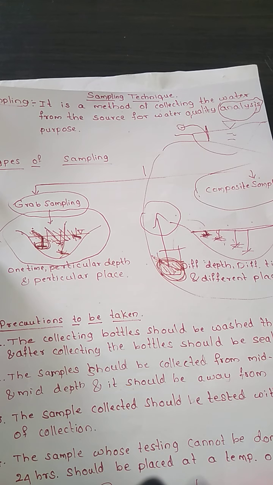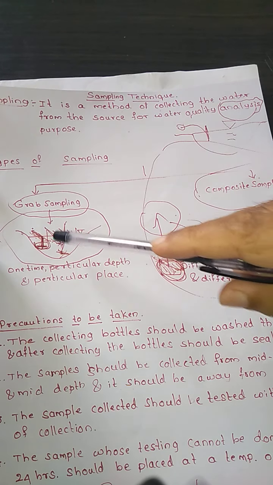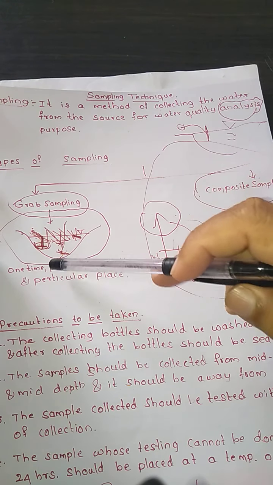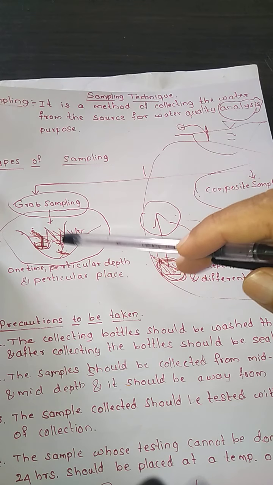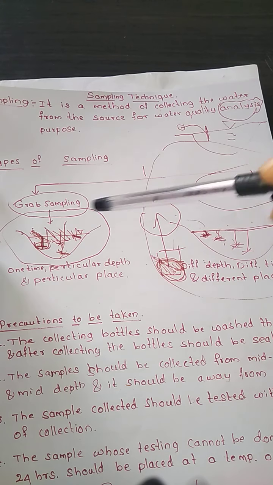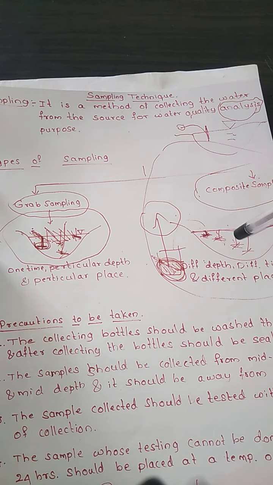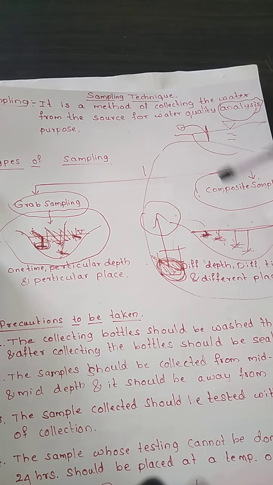In grab sampling, what we usually do is take a water sample bottle, dip it, and take the water at only one time, at one particular depth, at a particular time. That is nothing but grab sampling. Whereas composite sampling is where we take water samples for analysis at different depths, different times, and different places. After bringing the samples from different times, depths, and places, we usually mix them, and after mixing we analyze that water for the analysis part.